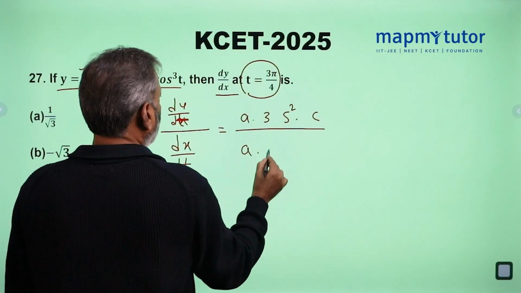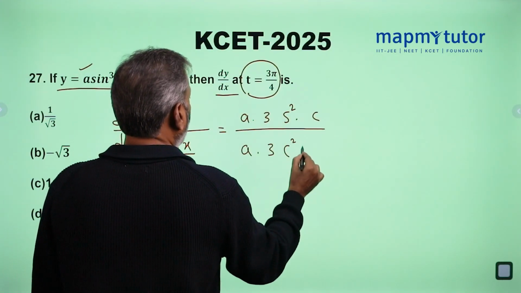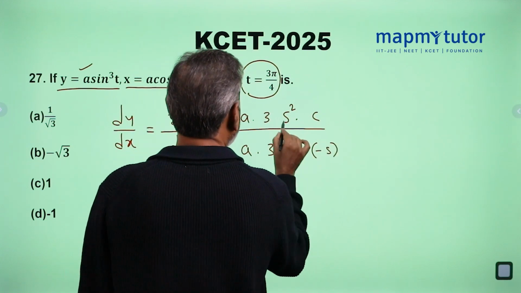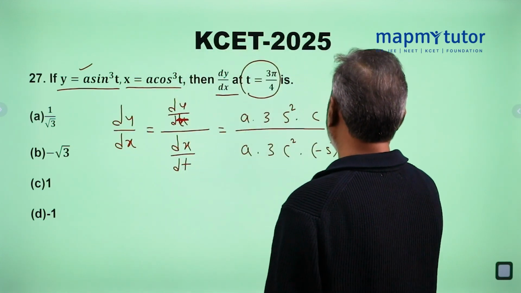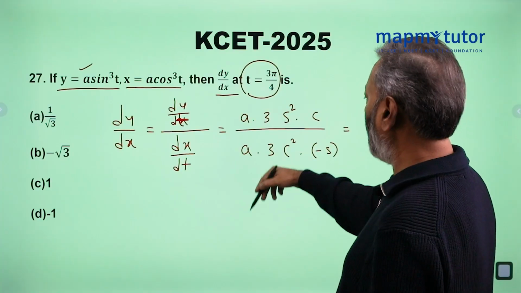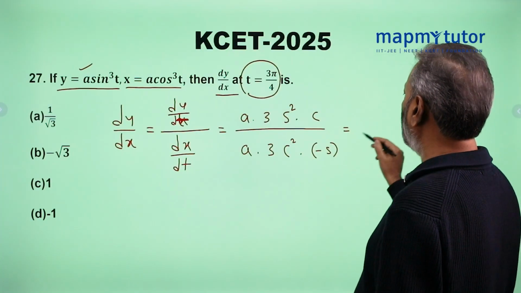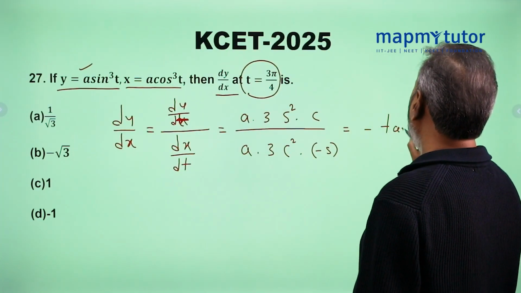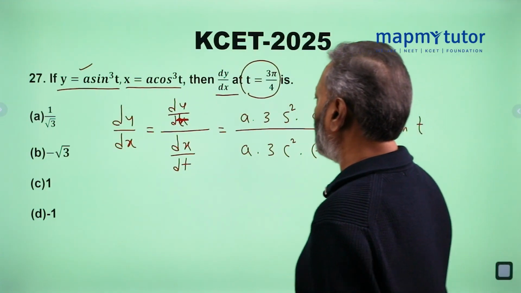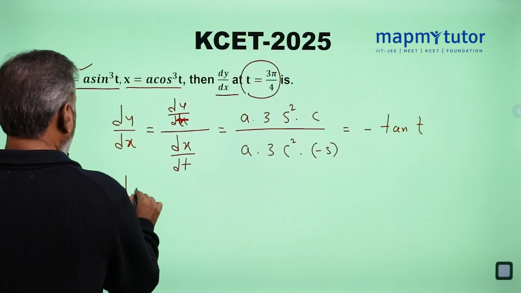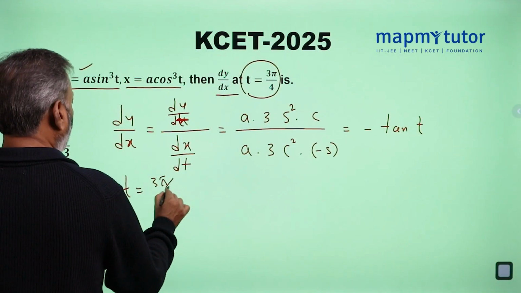Again a constant as it is, 3 cos square t into minus sin t. Here S stands for sin and C for cos. If you cancel the common factors like 3, one sin, one cos, finally I'll get minus tan t, of course. But I need it at t equal to 3π/4.